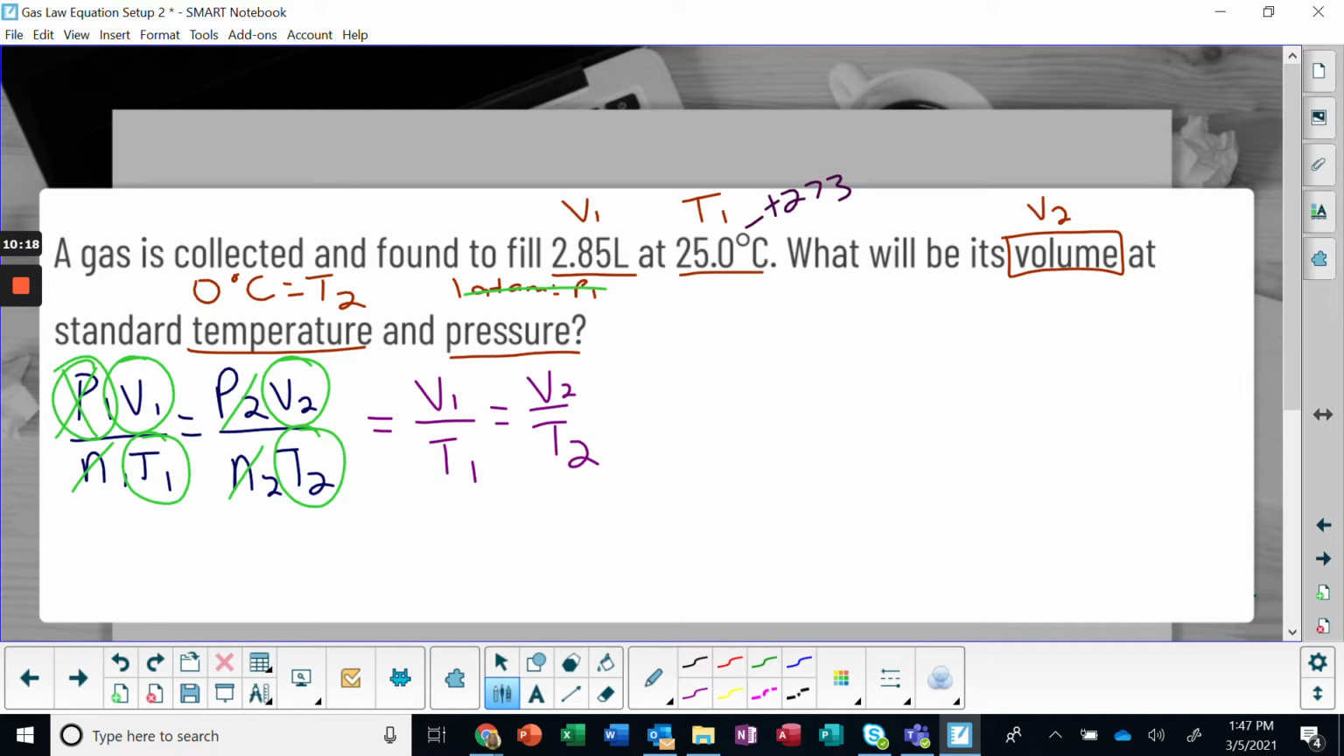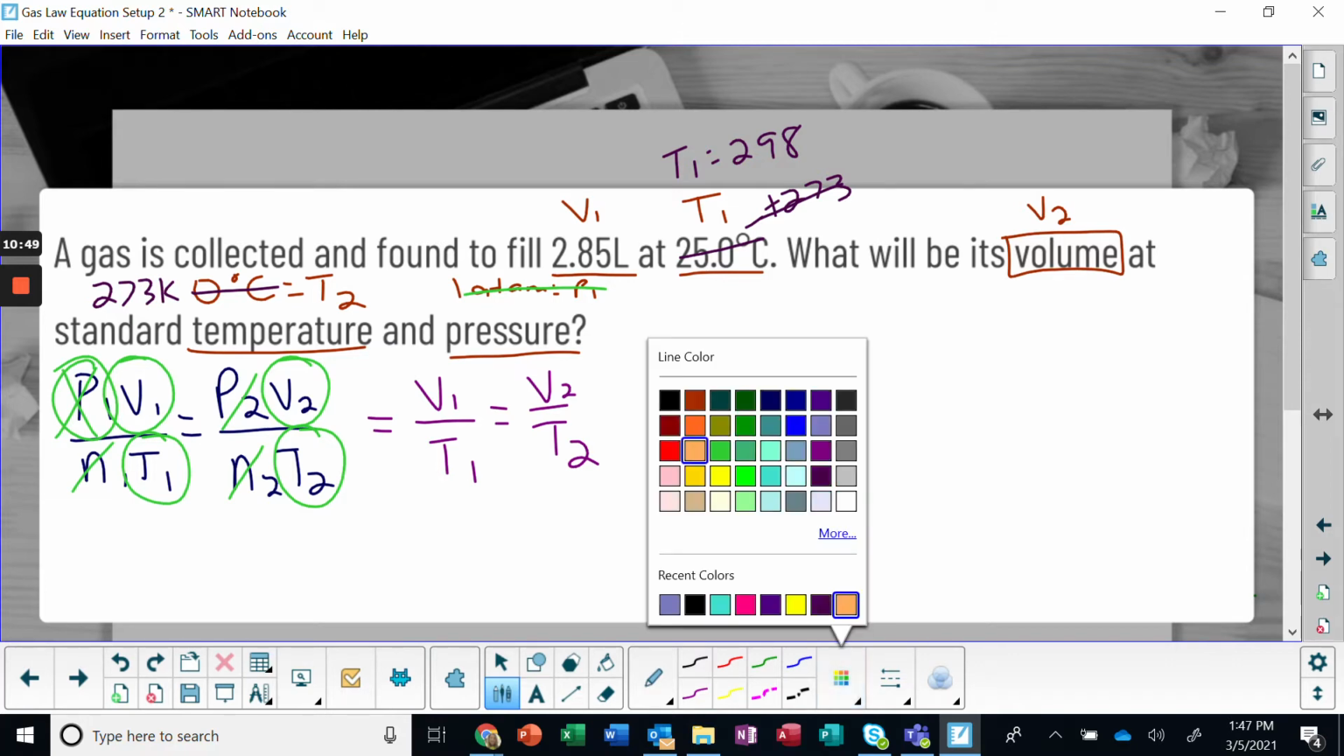So we have 25 plus 273, and you're going to get 298. So we're going to say T1 equals 298. Right? Same thing over here, 0 degrees Celsius. 0 plus 273 is just 273 Kelvin, right? Now we got everything in the correct units.